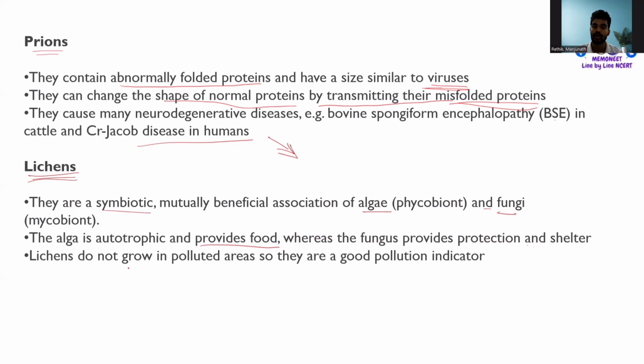Lichens do not grow in polluted areas. Hence, I can consider lichens a good pollution indicator. Where lichens are there, that means the area is free of pollution. And if lichens are not there, that means that area is polluted.